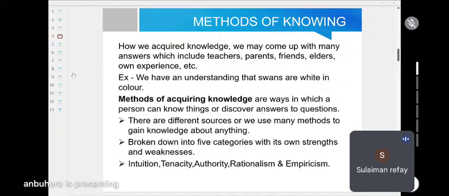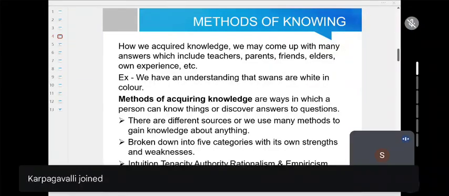For example, we have an understanding that swans are white in color. If a friend says the swans are white in color, we agree with it. I mean, we don't agree immediately, but when the teacher says it, or when your parent says it, then we will consider acknowledging it.